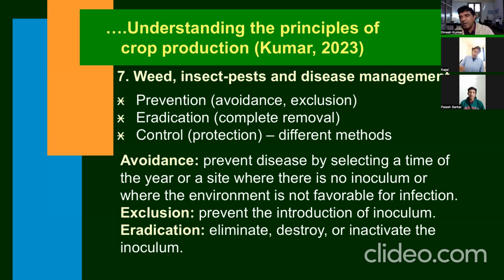Now, particularly in disease management, we study these three: avoidance, exclusion, and eradication. These are the three principles of disease management. The above first three principles were related to weeds and insect pests, like prevention, eradication, and control. Similarly, here in disease management, you have three principles: avoidance, exclusion, and eradication. Avoidance means prevent the disease entry. Exclusion means prevent the introduction of inoculum. And eradication means eliminate, destroy, or inactivate. So you can study yourself what is meant by it, but here the purpose is to show you that these are all principles which are related to insect pest and disease management.